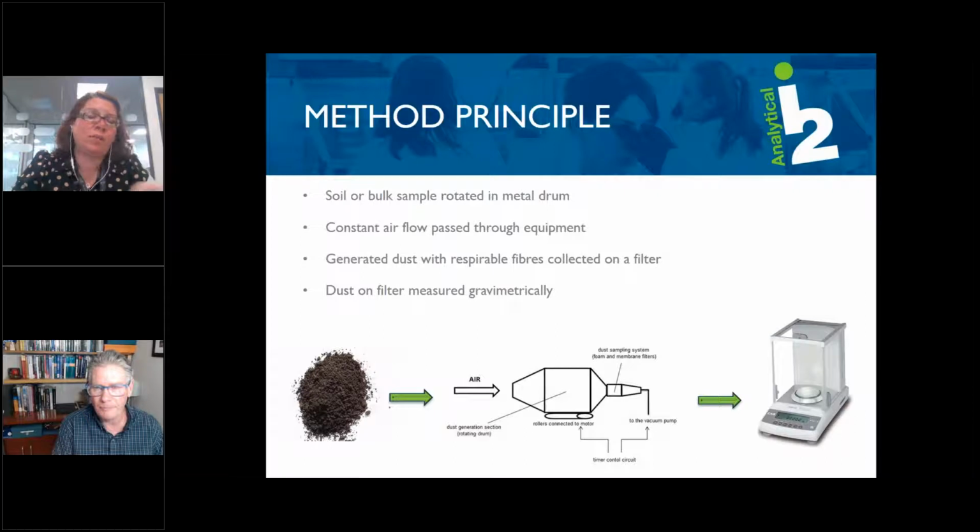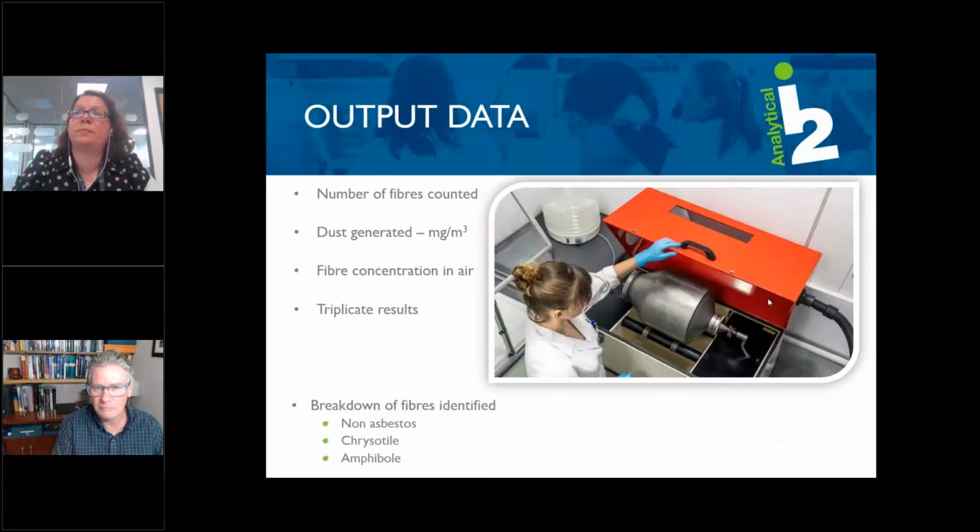So ultimately, we know how much dust is generated, and we also know the asbestos fibres that are generated. And we've already said we can measure those and work out whether they're respirable or not and what type they are. Get a wide range of output data, dust, and also a breakdown of the types of fibres. The test is run in triplicate, so you get some robust data at the end.